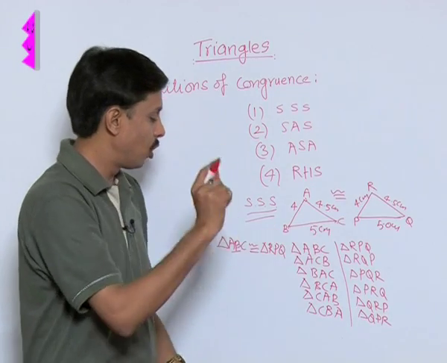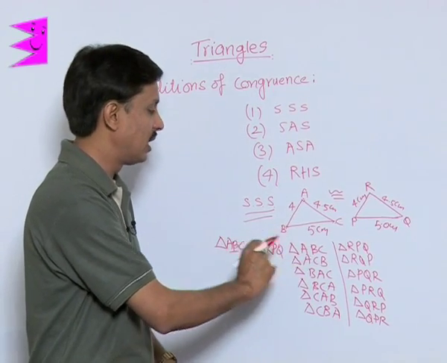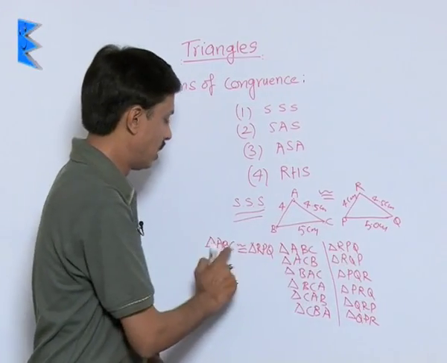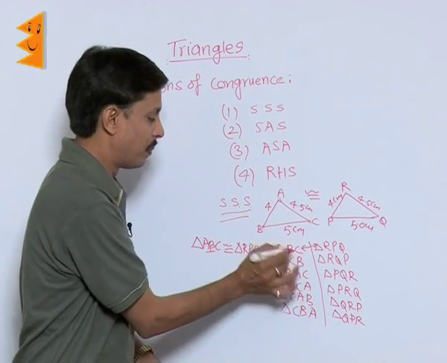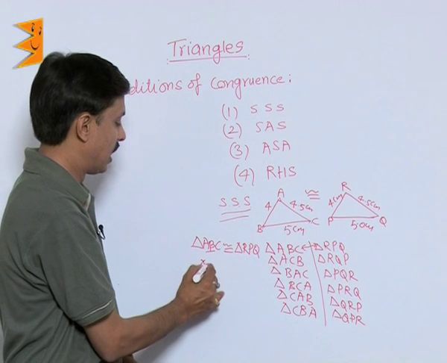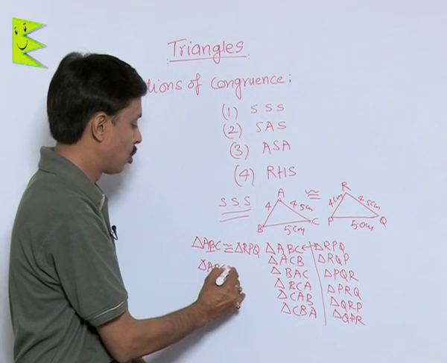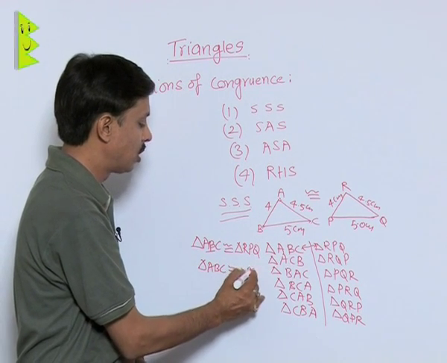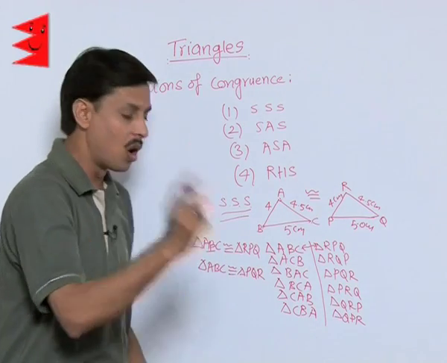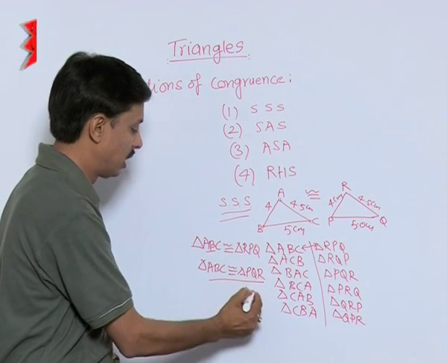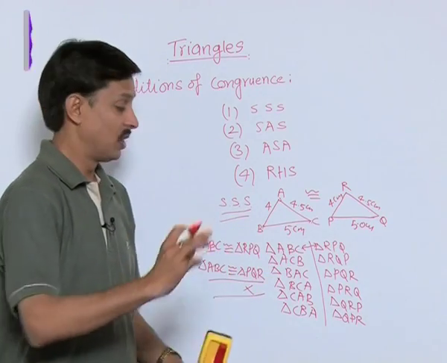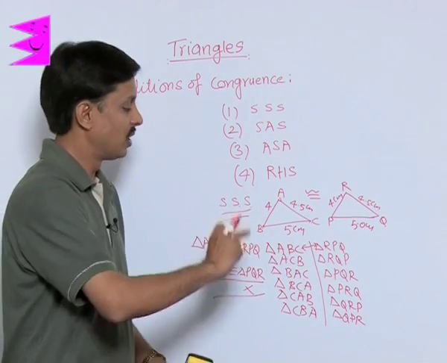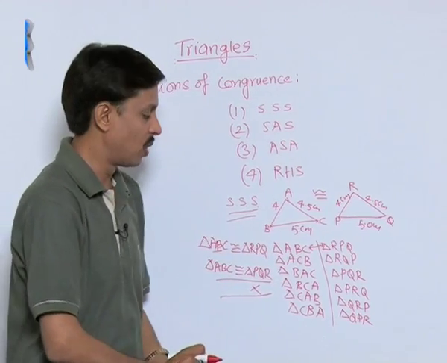So mandatory is that triangle ABC is congruent to triangle RPQ. Triangle ABC is not congruent to any other triangle. That is, ABC is congruent to RPQ is correct. But if you say that triangle ABC is congruent to triangle PQR, it is a wrong statement. So always remember that for a separate name there is a separate condition of congruency.